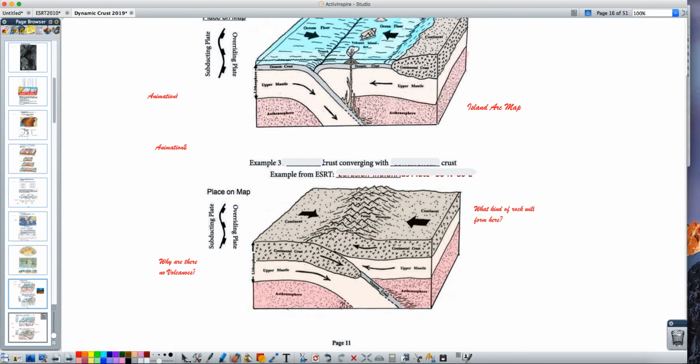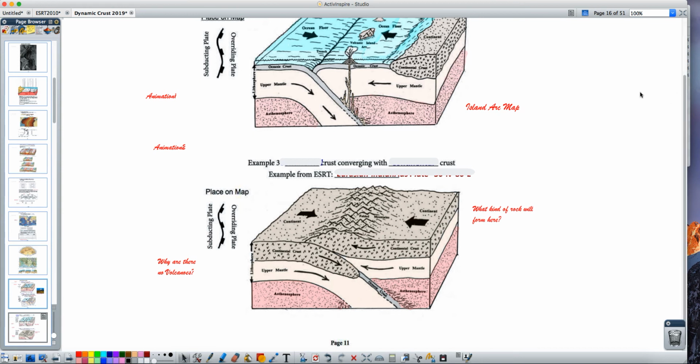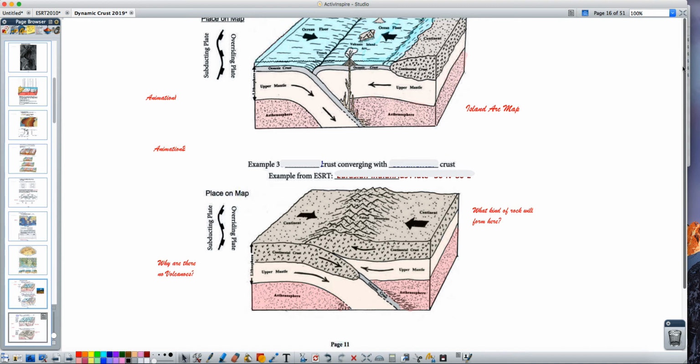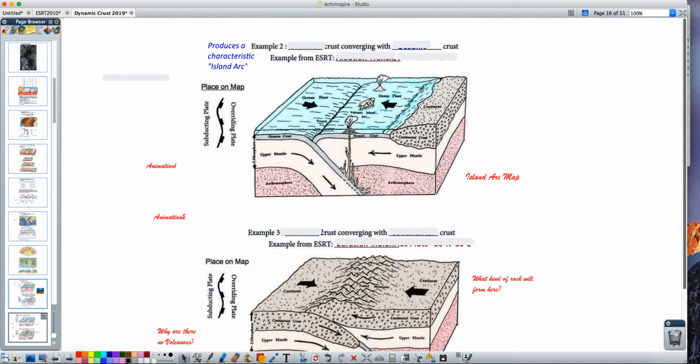So we can have convergent boundaries where it's oceanic crust meeting oceanic crust. So take a look up here. Here's oceanic crust meeting oceanic crust. Oceanic, oceanic, and the oceanic is subducting beneath another oceanic. Okay, that happens out there a lot too. So example 2, we have oceanic crust converging with another oceanic crust.